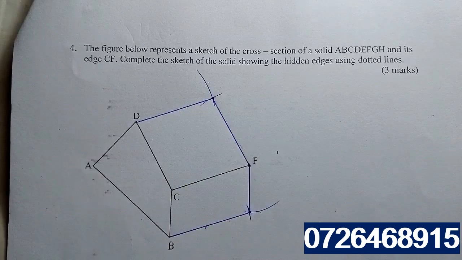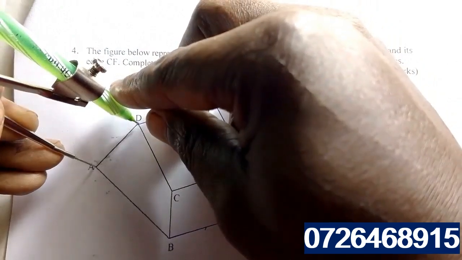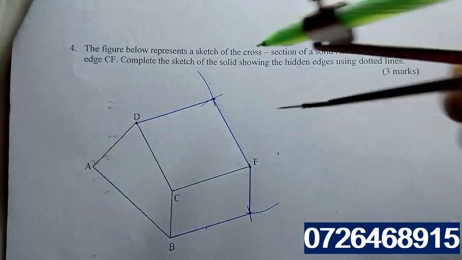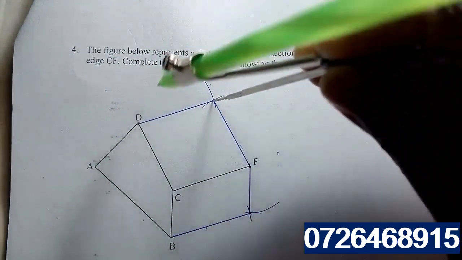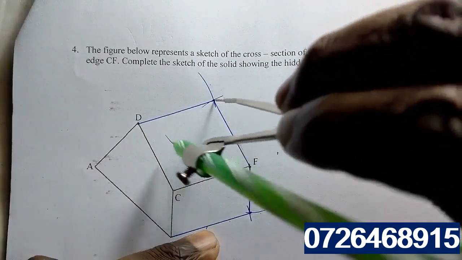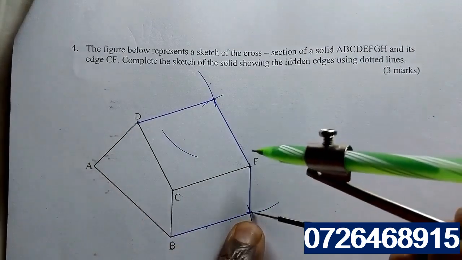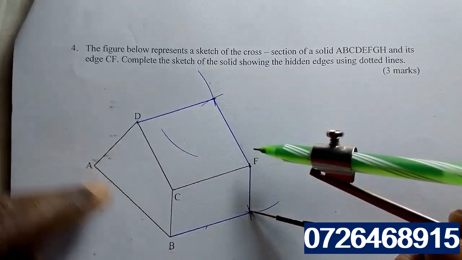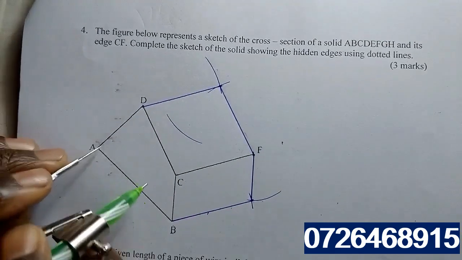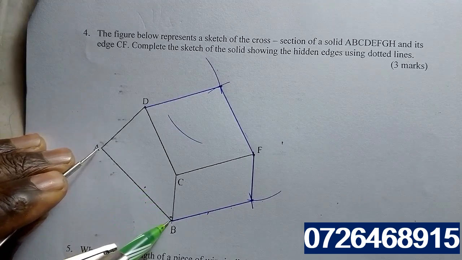Kwa hivyo kitu tunafanya ya kwanza ni kuchukua length AD. Ukishachukua length AD, simama hapa kwa hii point. Kwa hii point, mark an arc like this. Tunajua AD na hii point, hii is line AP na hii lazima itoshane. So take your ruler, protractor, a pair of compass, and mark AB.